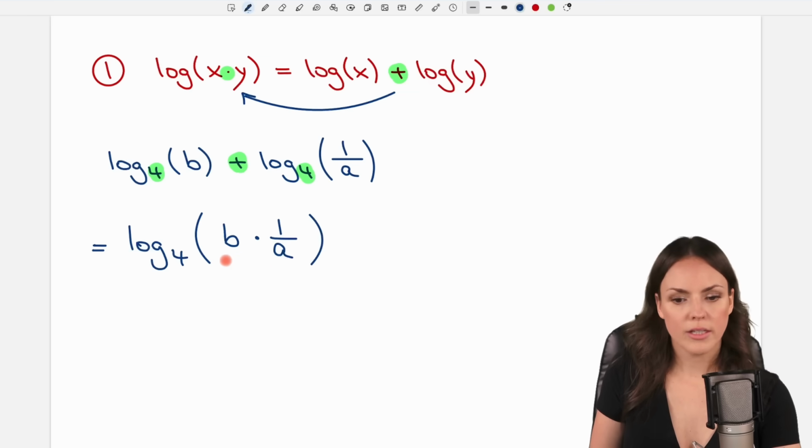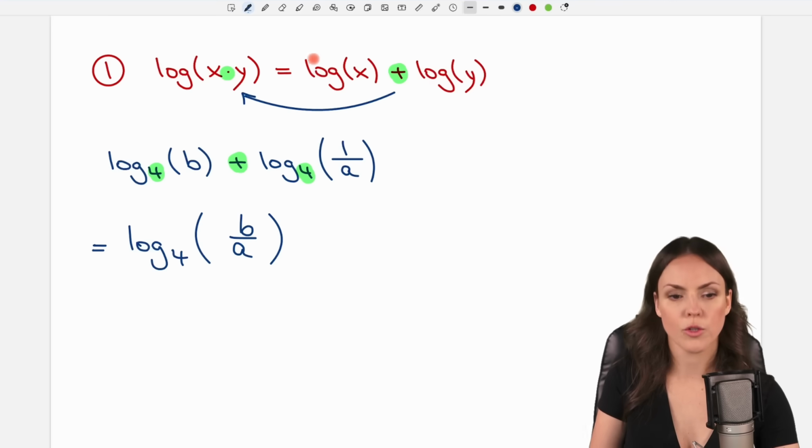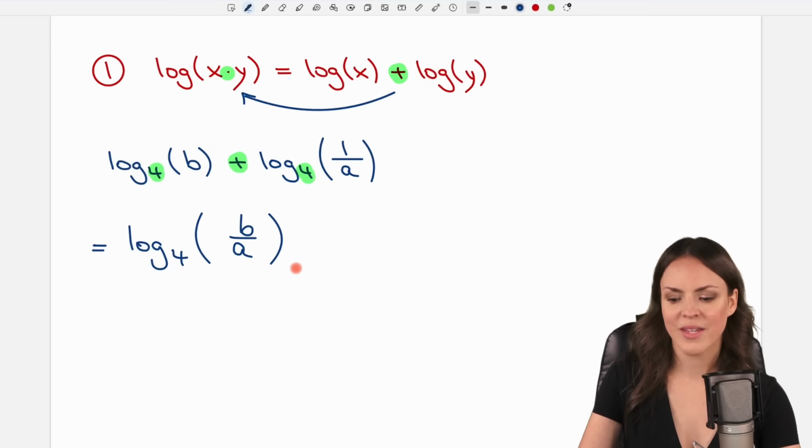You can leave it like this or write it as one fraction if you want to. So b times 1 just equals b. So if you want to write it like this is also a possibility. But in general, this was the first rule applied from the right side to the left. So every time you have a sum of 2 logarithms, you are allowed to write this as one big logarithm.